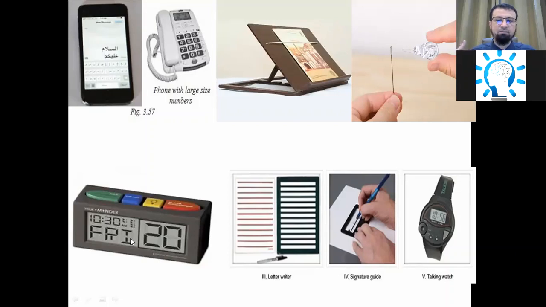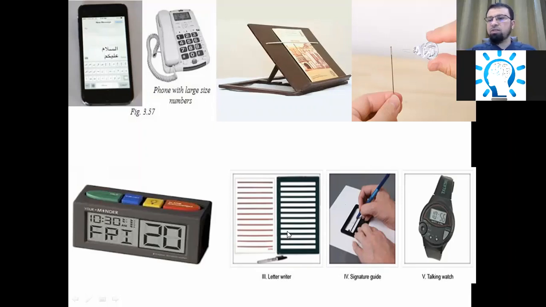Patient can hear the time. What's the time now? Some devices, like the signature guide, can be used for the patient with low vision. Also the letter writer: there are some papers for the patient with low vision that are bold and will help the patient to see where they are going to write.